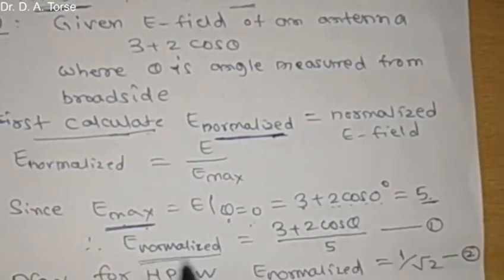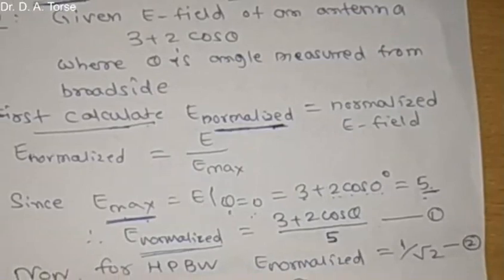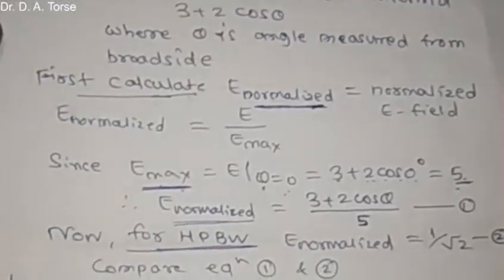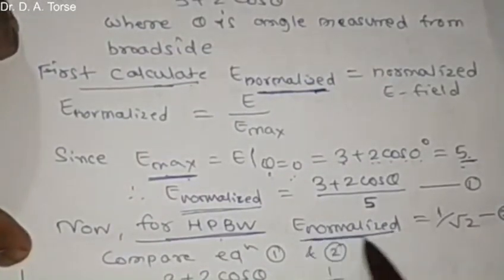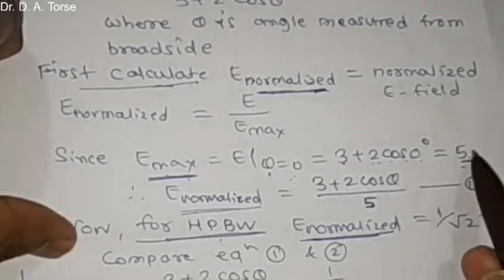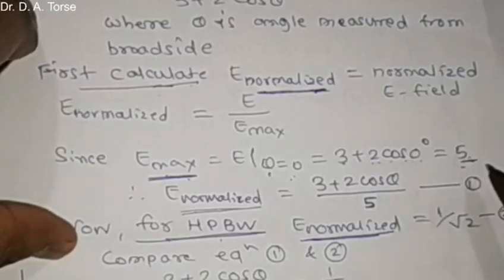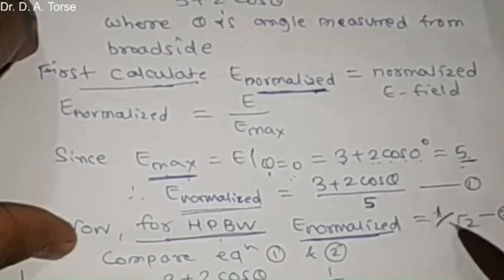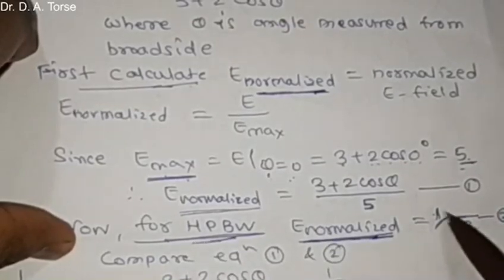So the normalized electric field is the given electric field 3 plus 2 cos theta divided by its maximum value, which is 5. Now for HPBW, again we have studied in the pattern video, the normalized electric field is always half of its maximum value. So the maximum value we have computed is 5, and 3 dB below. Half is not 5 divided by 2 here. It is 3 dB below, and 3 dB below is 1 upon root 2, which is 0.707. So the normalized electric field in case of half power we get as 1 upon root 2.